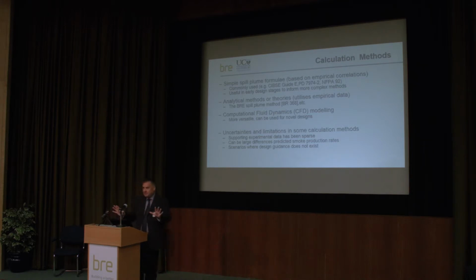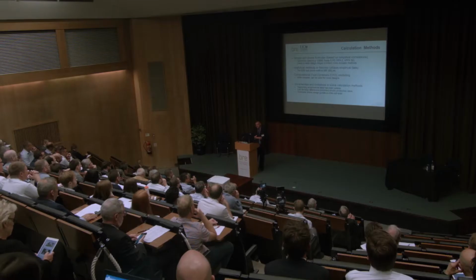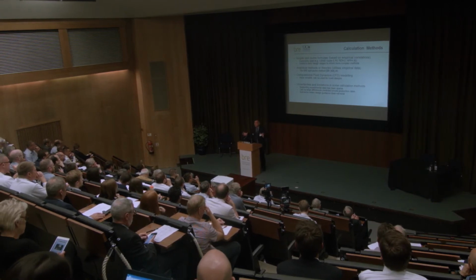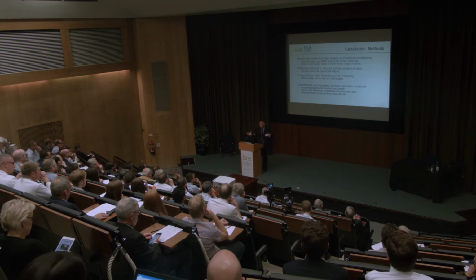These are typically based on empirical correlations from experiment. They're commonly used in design. You'll find them in CIBSE Guide E, PD 7974 Part 2, and FPA 92. They are single one-line equations, typically applied to relatively idealized designs, like what you've seen here in the drawings previously. But they're also useful in the early stages of design for more complex geometries. It gives you a starting point.